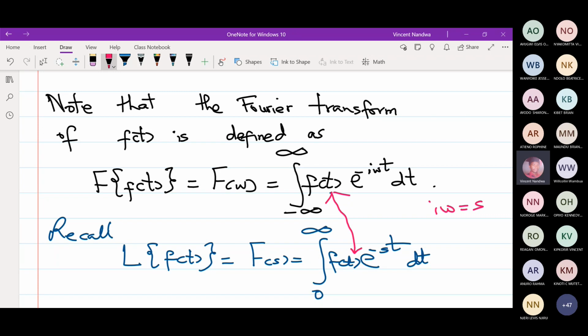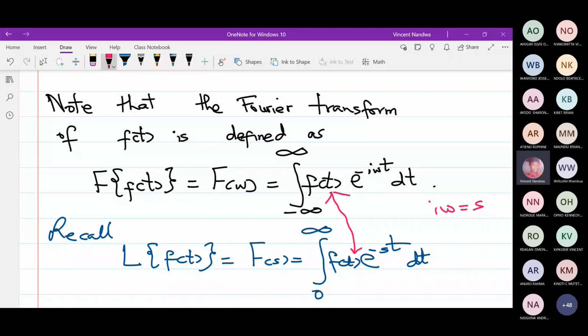So which means that if you change the lower limit of the Laplace transform to minus infinity, and in the kernel, instead of having s, you put i times omega, where i is the complex unit, you get the structure of the Fourier transform expression. And later on, you'll be able to see that there's a formula that actually gives the relationship between the Laplace transform and the Fourier transform of a function.